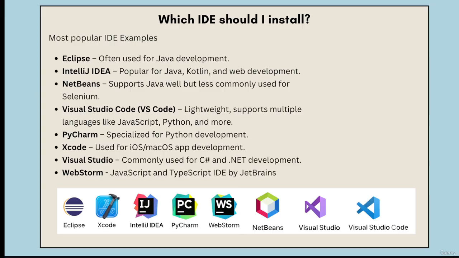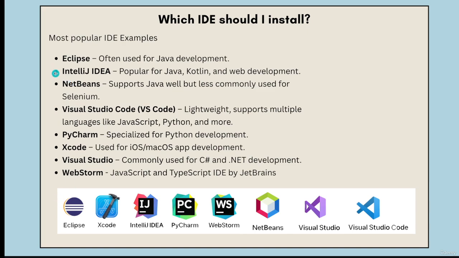Eclipse is often used for Java development. Now there's Eclipse IDE, a traditional desktop-based IDE for Java, but there's also Eclipse Che, which is a cloud-based IDE designed for team collaboration and DevOps. So Eclipse is ideal for local development, and Eclipse Che is ideal for remote development in cloud-based systems.